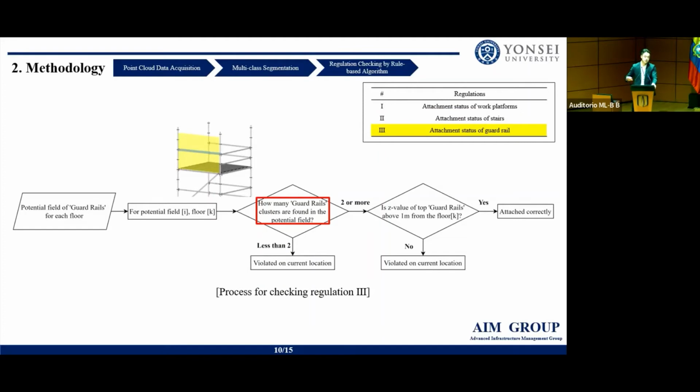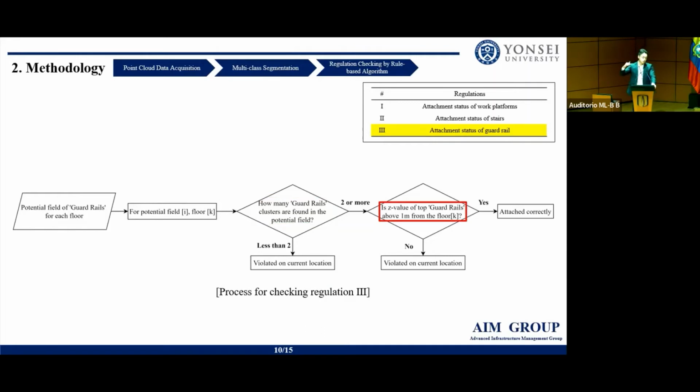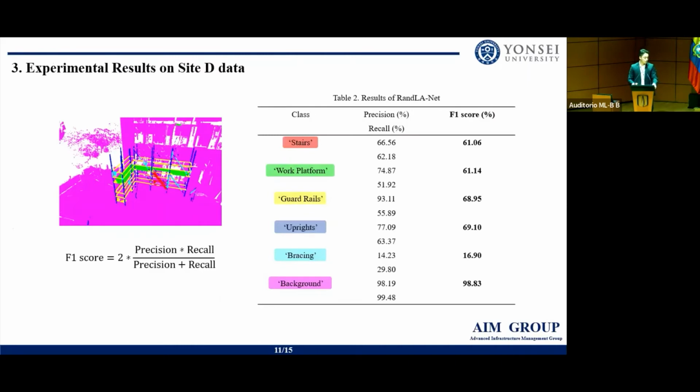But if that field has 2 or more clusters, then we go to the next step to check if the top guardrail cluster Z value is above 1 meter from the platform. And then we make the final decision about regulation 3. So for the results, we're going to show you two kinds of results. One is a segmentation result from RenDlanet, and the second is a final result of the regulation checking process.